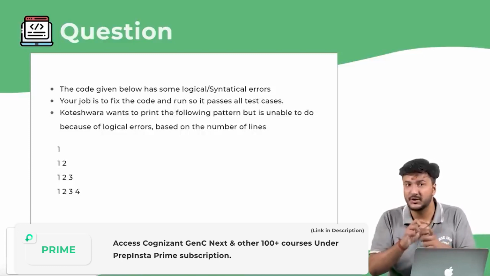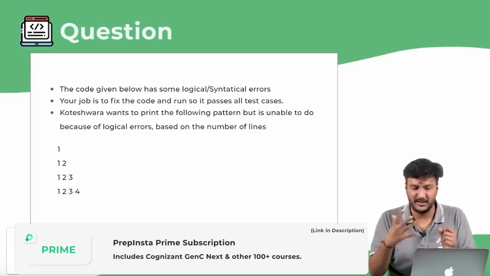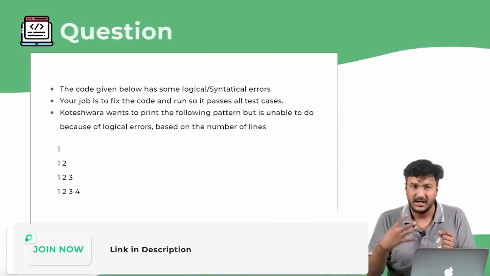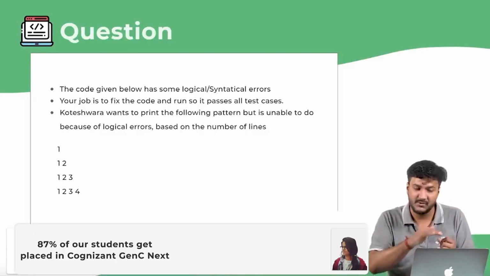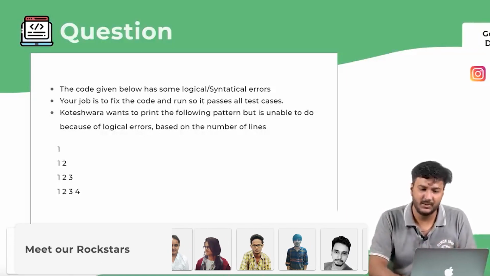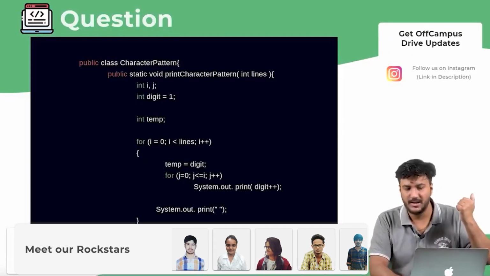They're also saying based upon the number of lines. So there's some parameter. So maybe in the case they pass 4 as a parameter, which is why 4 lines are printing. In the case if 5 was a parameter, then there would be 1 additional line which would have 1, 2, 3, 4, 5. Right, so that's exactly what you have to do. Have a look at this code.